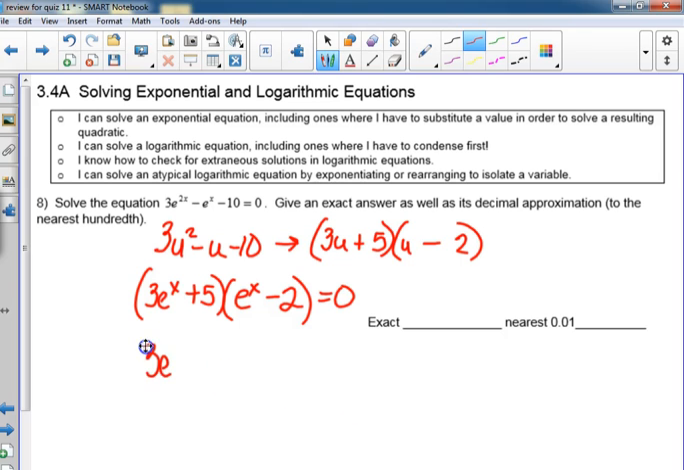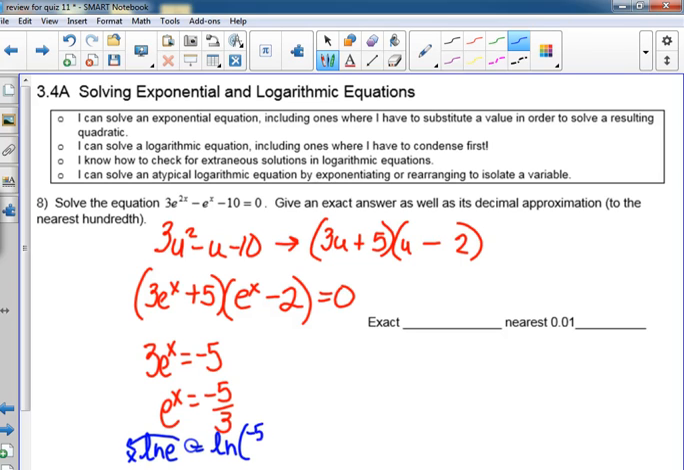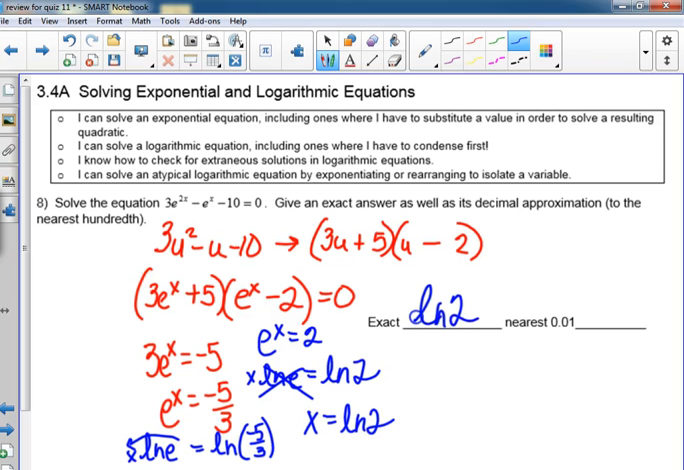Okay? So I get 3 e to the x equals negative 5, or e to the x equals negative 5/3. And I still have to do what? Because I want x. ln and move the x out front. Can I do that? Can't take the natural log of a negative number, so that one just gets garbage. This one is e to the x equals 2. And so ln of e is just 1, so I get x equals the natural log of 2 or some decimal.